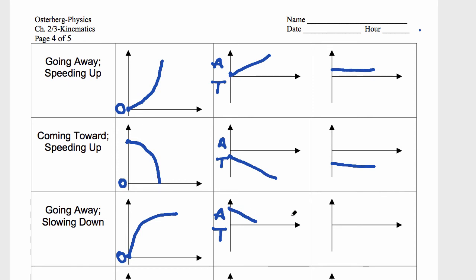Looking at the slope of that line, it is a negative slope. So your acceleration is negative. You can also think of the motion diagram: going away and slowing down means something's pushing it back towards the sensor, and that push back towards the sensor would indicate a negative acceleration. So you can look at slope or motion diagram.